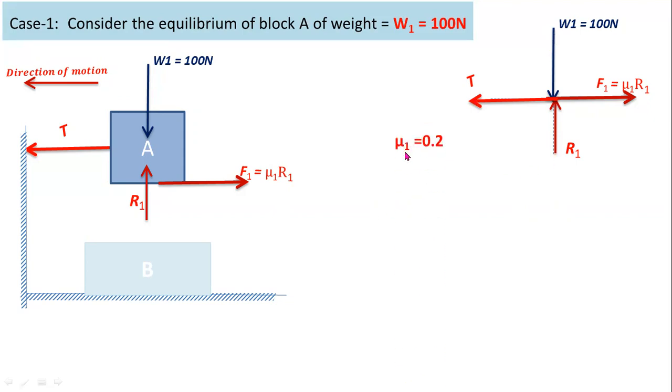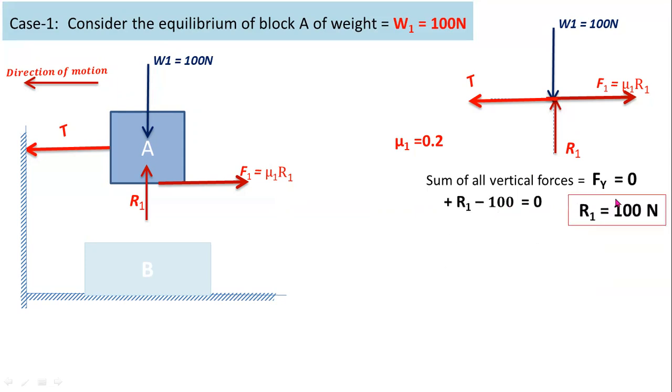Now you have to consider frictional force between the block A and B. From given data, the coefficient of friction between block A and B is 0.2. That is mu1. So sum of all vertical forces equal to 0. Here for upward action, you have to consider positive sign. For downward action, you have to consider negative sign. Plus R1 minus 100 equal to 0. So the reaction force between the block A and B is 100 newtons.